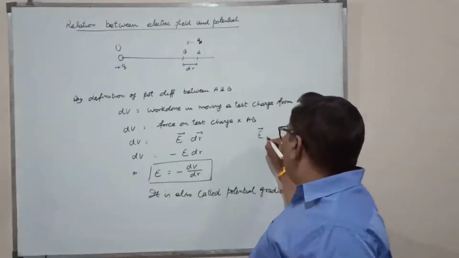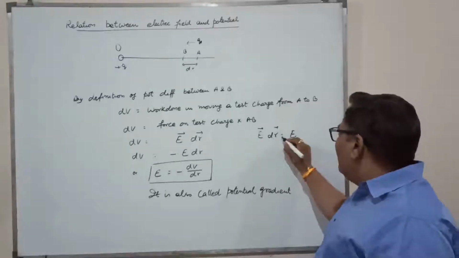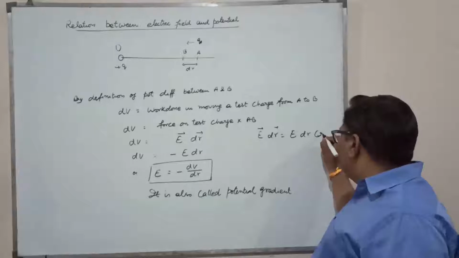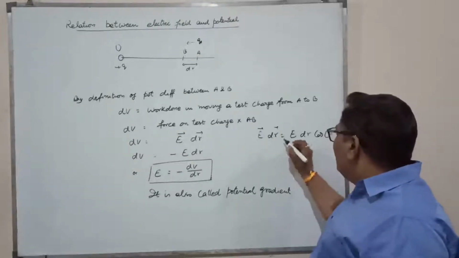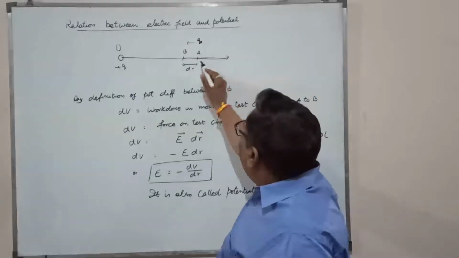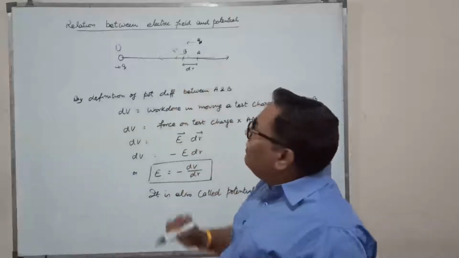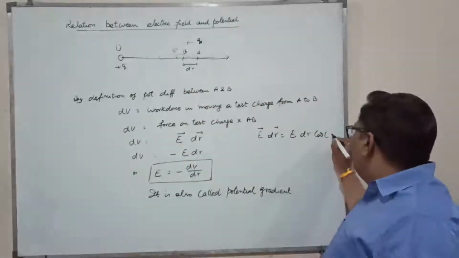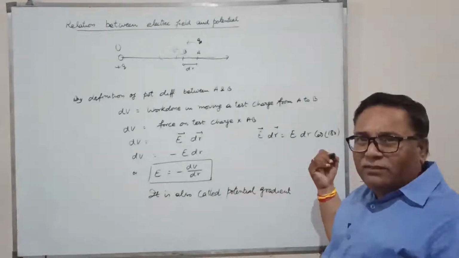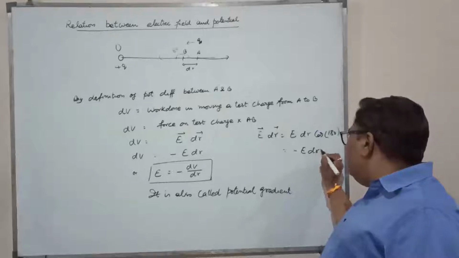Here E dot dr is equal to the magnitude of one vector, the magnitude of the other vector, and the cos of the angle between them. The direction of electric field intensity is in this way, and the particle is moving this way. The angle between them is 180, that is cos 180. Cos 180 is minus 1. Therefore, the expression is minus E dr.